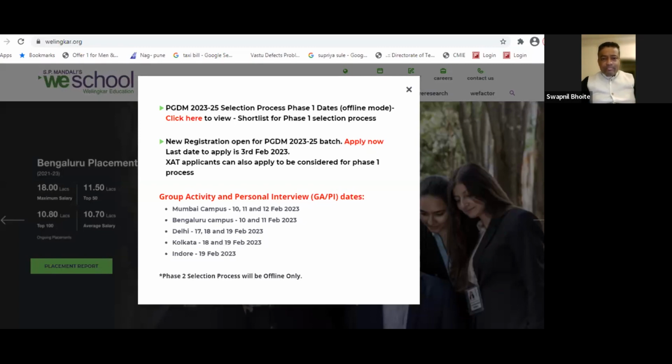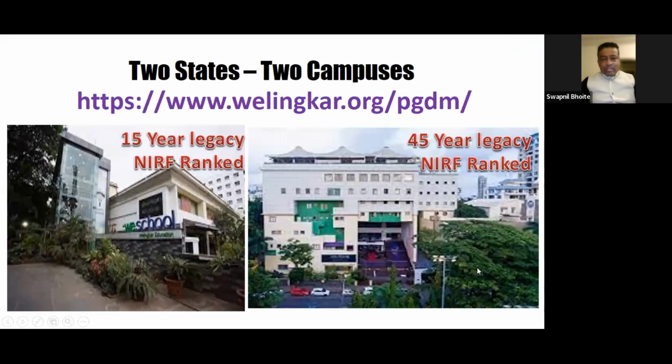Next slide, please. Puneet, can we have the next slide? Yeah. So the two campuses, reiterating. Bangalore is also not far off because both of them are NIRF ranked. Bangalore is 15 years old, and Bombay is of course much older, 45 years old. Both have their own advantages: Bangalore being the Silicon Valley of the country, and Bombay being the financial capital of India. So two states, two campuses, lovely campuses, and both are ranked really high.